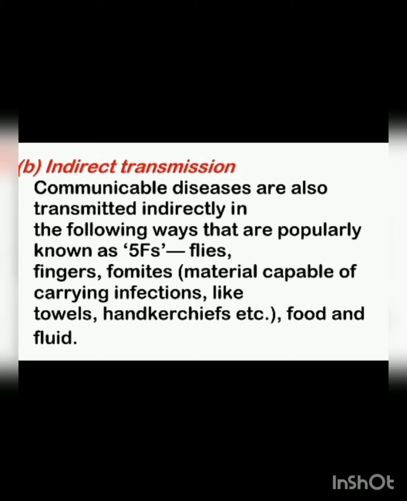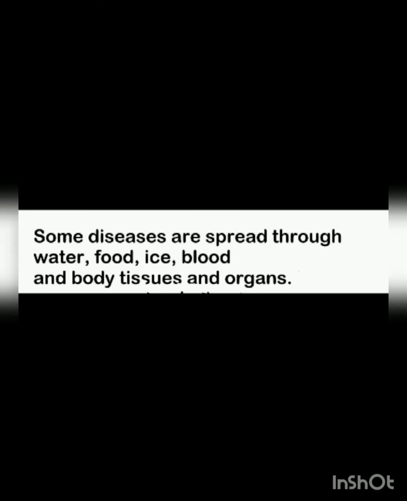Food and fluids. Now remember the 5 Fs which I spoke about? That's flies, fingers, fomites, food and fluids. So now if any of these things are not proper, there are chances where you can get infected with diseases. Some diseases are also spread through water, food, ice, blood, body tissues and organs.